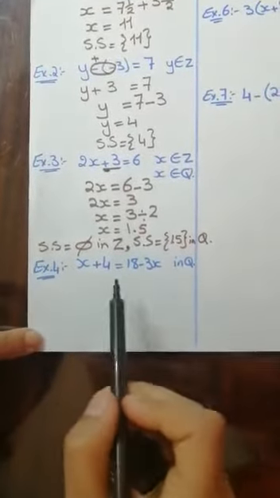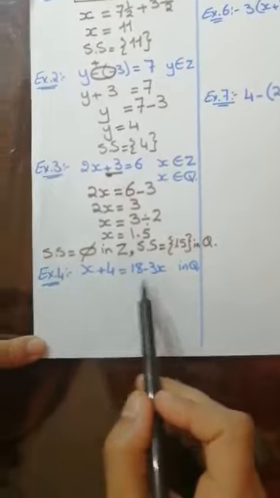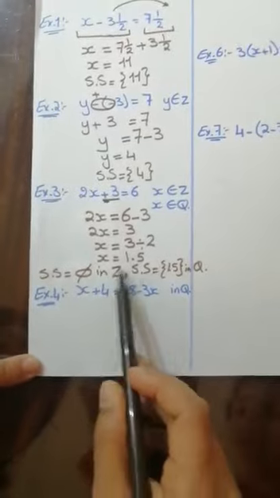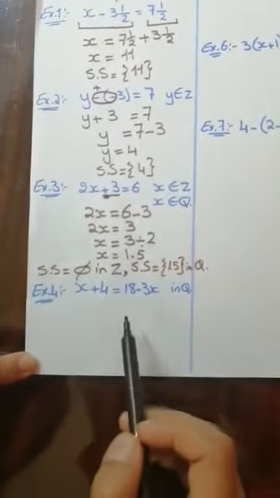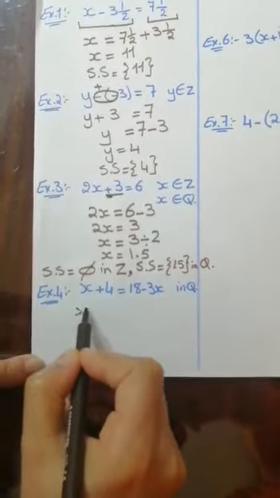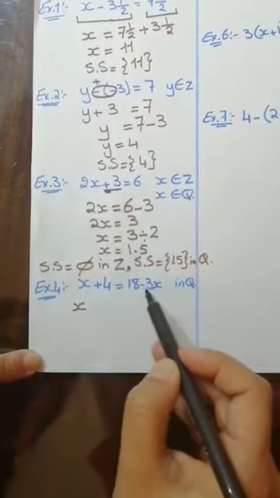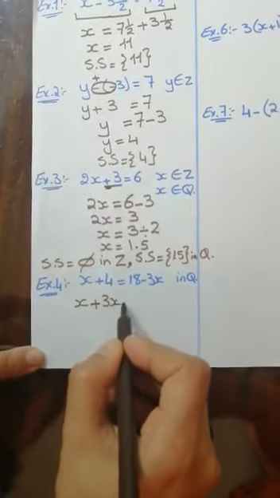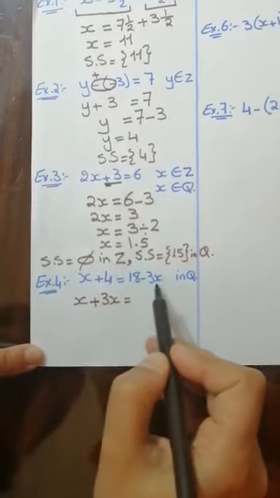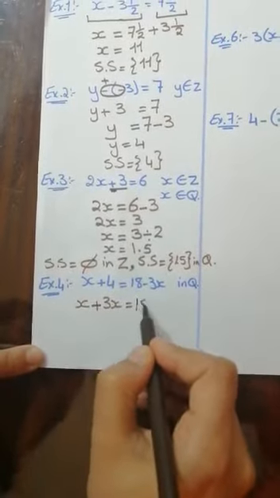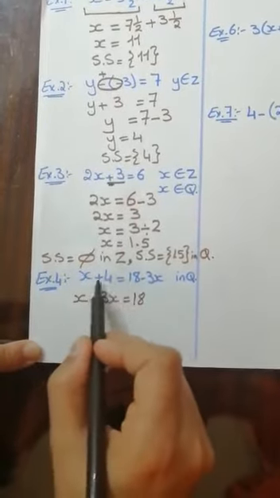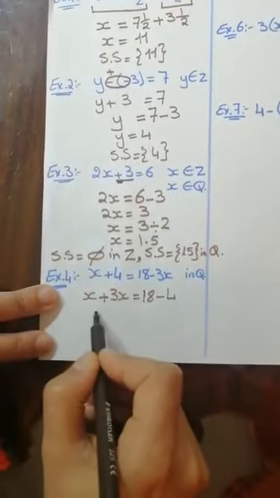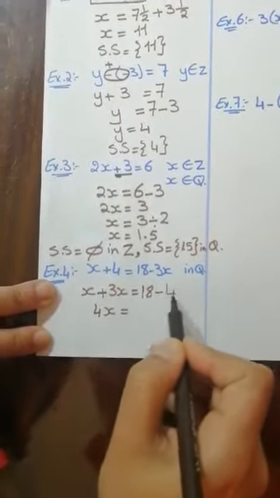The next example, I have now x's on the left hand side and x's on the right hand side. So what I will do, I want to get all the x's in one side and all the numbers in one side. So x is here, let it be here. Who wants to come and sit beside her? Minus 3x. It will go to the other side and be plus 3x. Here, who is already sitting on this side? 18. Who wants to go and sit beside her? Plus 4. It will go to the other side and be minus 4. X plus 3x will be 4x equals 18 minus 4.